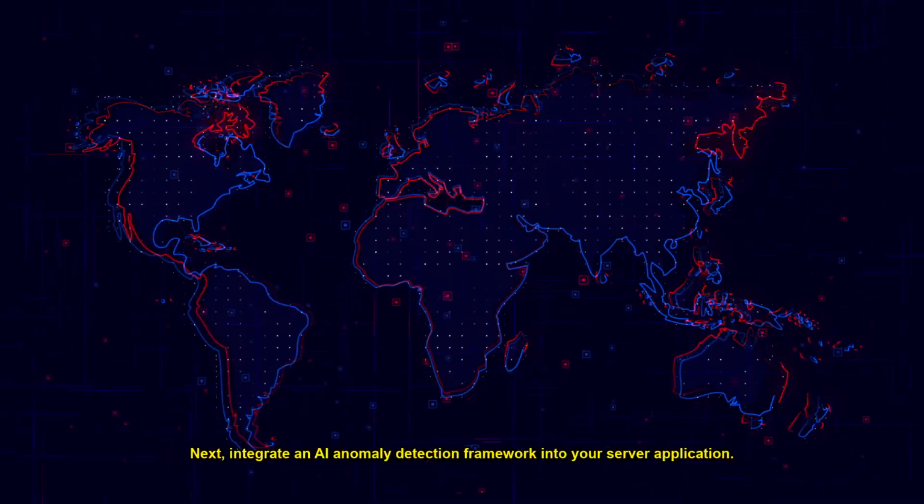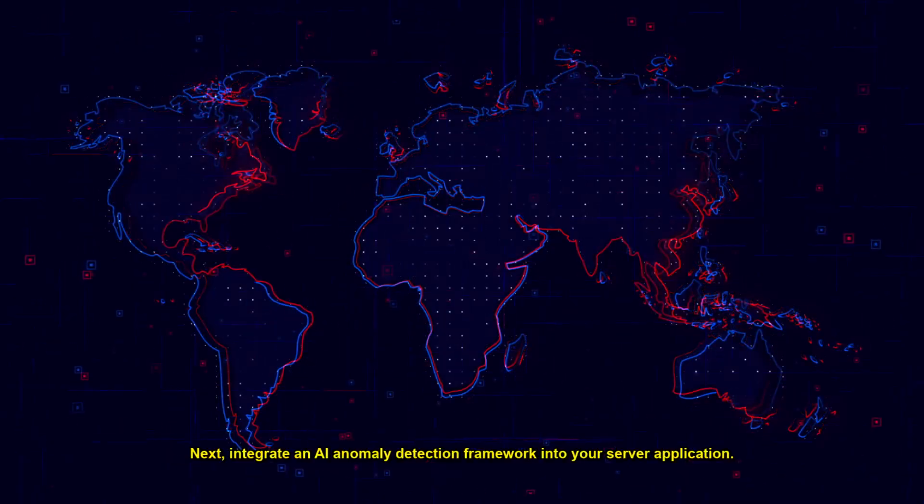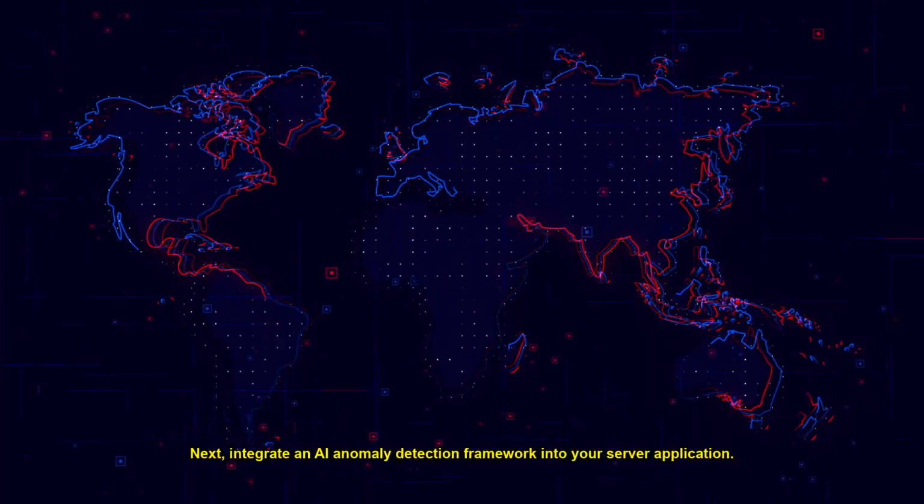Next, integrate an AI anomaly detection framework into your server application. Choose a library suited for your preferred programming language. For example, you can use TensorFlow or PyTorch for Python.